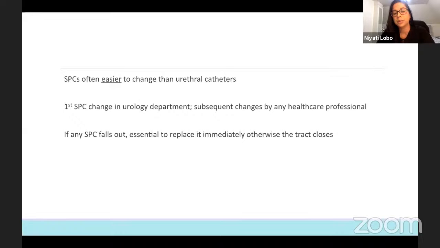Suprapubic catheters get changed every 3 months or so. If a suprapubic catheter falls out, it's essential that it's replaced immediately. Otherwise, the tract closes and then the patient requires another operation under anaesthetic to reinsert the suprapubic catheter. Something else I sometimes get calls about is that the suprapubic catheter's fallen out and what should be done because it fell out hours ago.